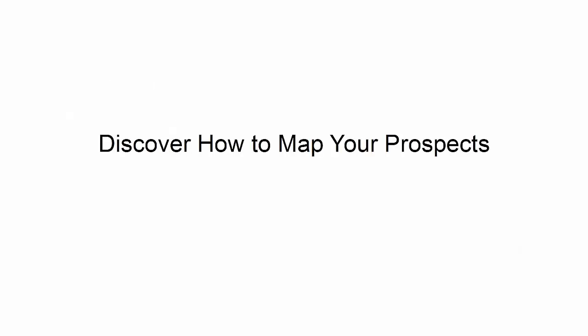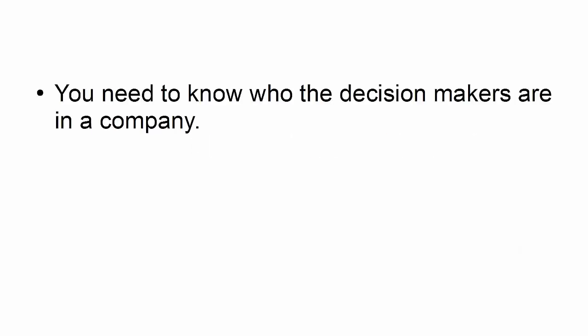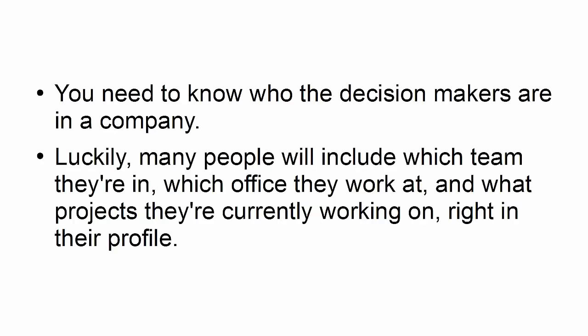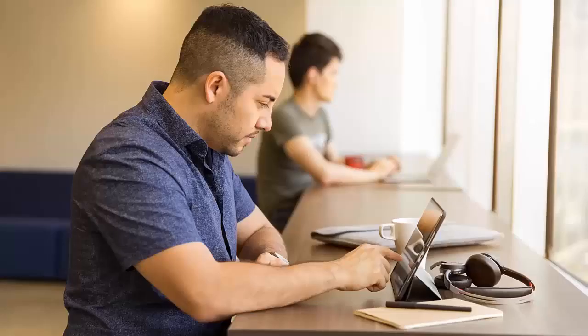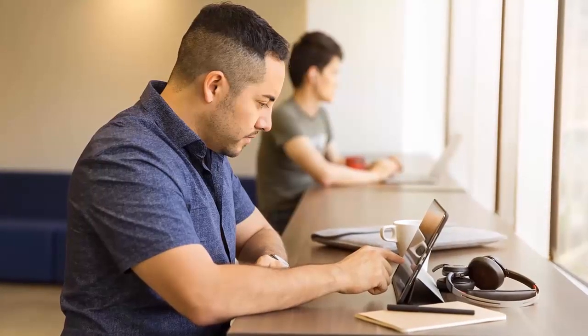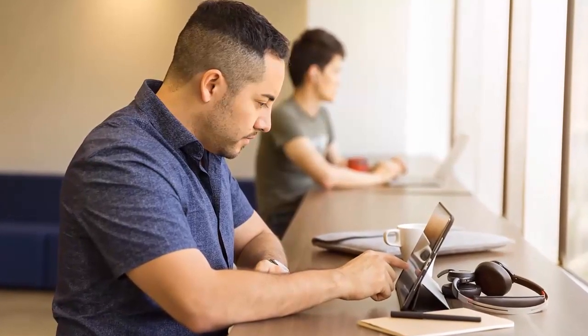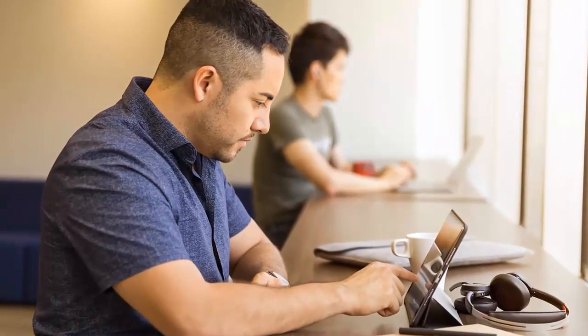Discover how to map your prospects. You need to know who the decision makers are in a company. Luckily, many people will include which team they're in, which office they work at, and what projects they're currently working on right in their profile. With a bit of detective work, you can build a picture of who you need to talk to, what they're like, and what they've worked on before. This can help you create a clearer picture of who you'll need to influence to make the sale.